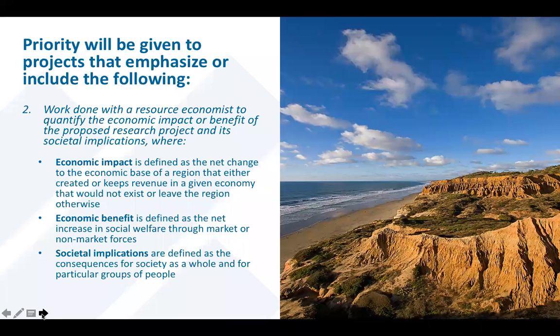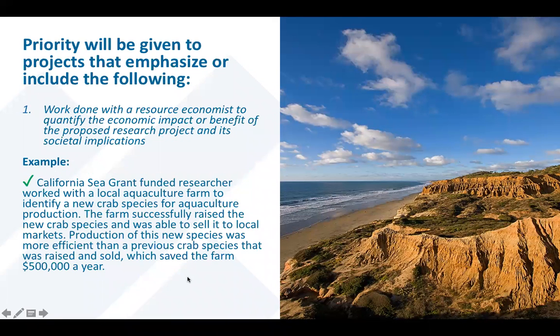So moving on to the example, an example of this being successfully done within a project is a California Sea Grant funded researcher worked with the local aquaculture farm to identify a new crab species for aquaculture production. The farm successfully raised the new crab species and was able to sell it to local markets. Production of this new species was more efficient than a previous crab species that was raised and sold, which saved the farm $500,000 a year. So this is an example of research done by a Sea Grant funded researcher that has created a benefit to the economy and has saved money by being more efficient.